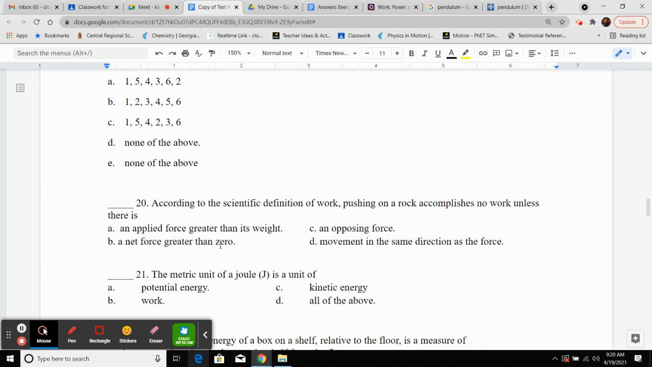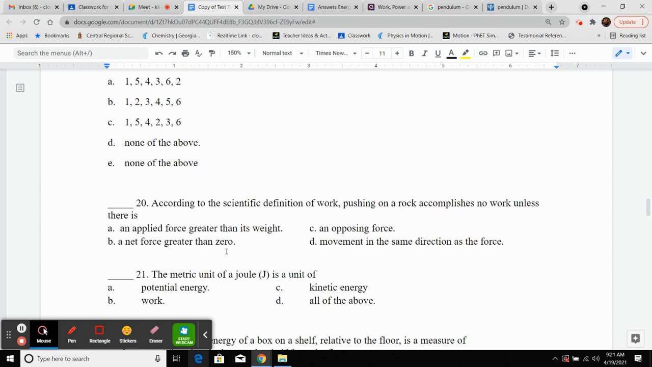Okay, 20. You guys should be able to figure this out. According to the scientific definition of work, pushing on a rock accomplishes no work unless there is a... You can apply a force, right? I could push on that wall. Am I doing any work?